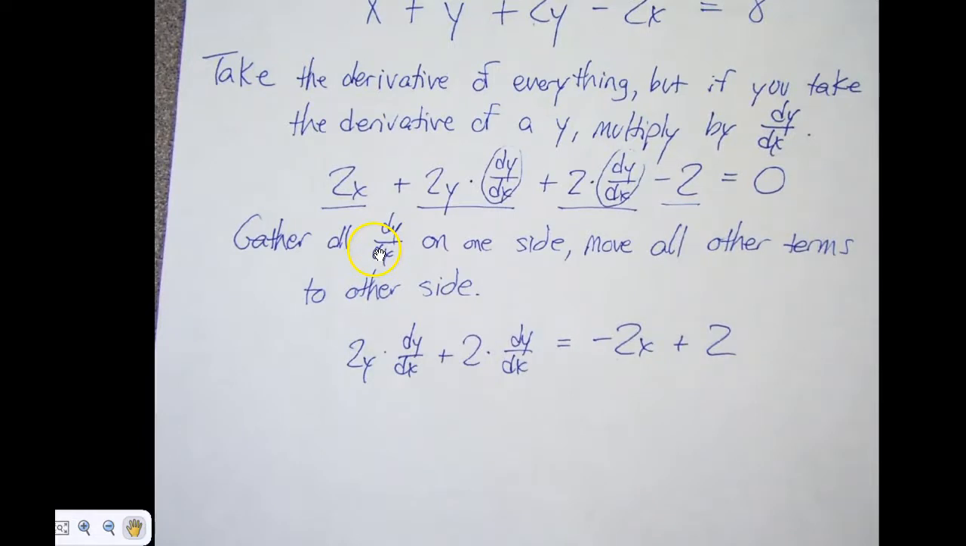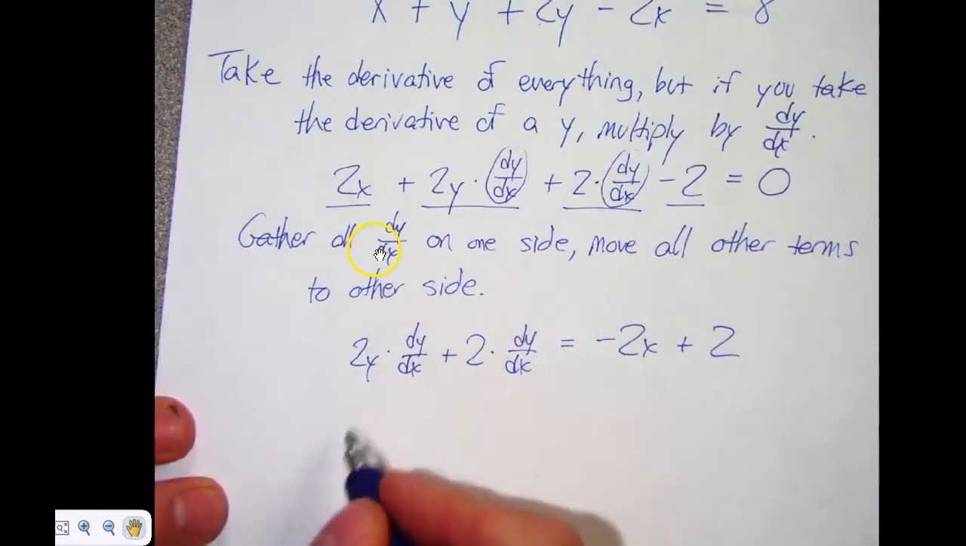And now if I want dy dx by itself, and it's in those 2 spots, what can I do to put it in one spot? I'm going to do distributive property in reverse, basically, which is factoring. So I'm going to factor out a dy dx.